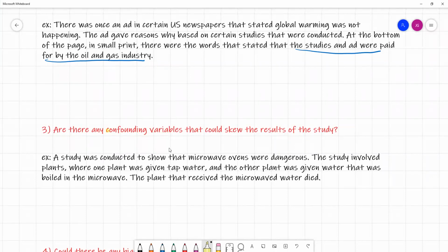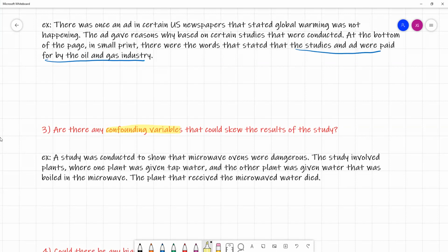So the third one, the main idea is confounding variables. Okay, we talked about that a little bit in 1.3, the video you watched the night before this one. Confounding variables are variables that could cause the effect that you're looking for, but it's not the variable that you were intending to cause that effect, right? So here's an example. A study was conducted to show that microwave ovens were dangerous. The study involved plants where one plant was given tap water and the other plant was given water that was boiled in the microwave. The plant that received the microwave water died, okay?